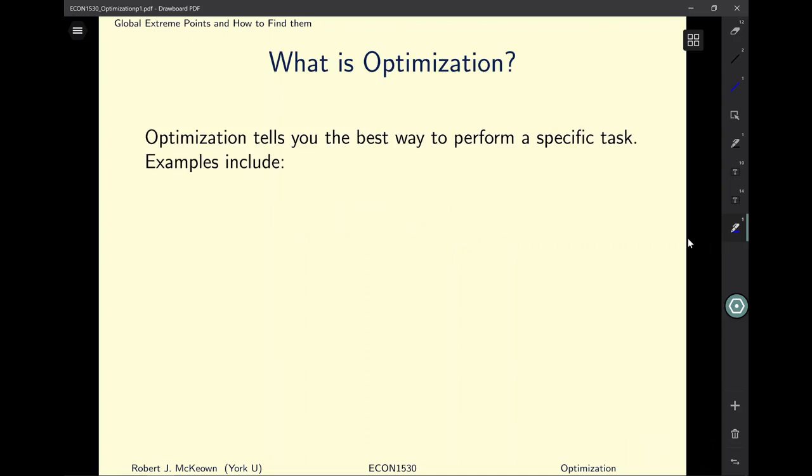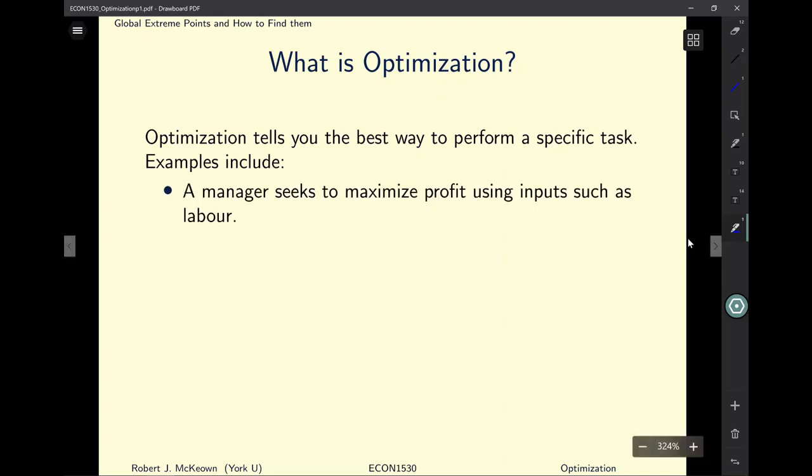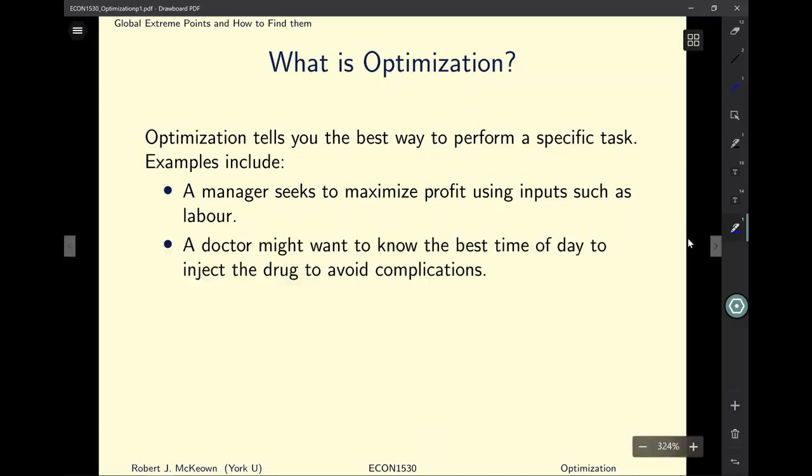Very simply, optimization is the best way to perform a specific task. In economics and the social sciences and business, there are many examples. We can think of a manager trying to maximize profits. And how are they going to maximize profits? Well, they're going to maximize profits thinking about labor as an input. So how much labor should they hire in order to maximize profits?